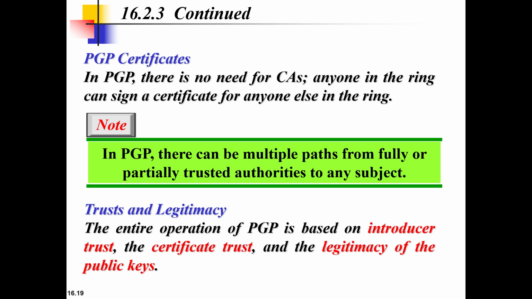There is no hierarchy of trust in PGP. There is no tree. There is a lack of hierarchical structure. The entire operation of PGP is based on trust, certificate trust, and the legitimacy of the public keys.